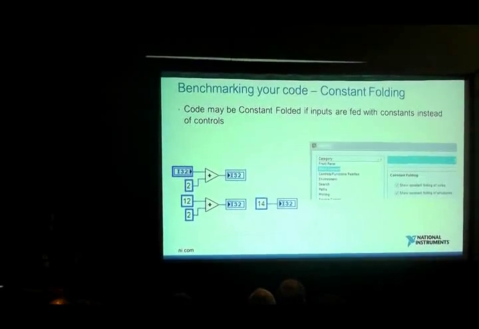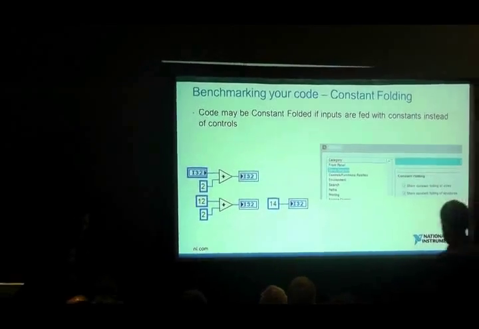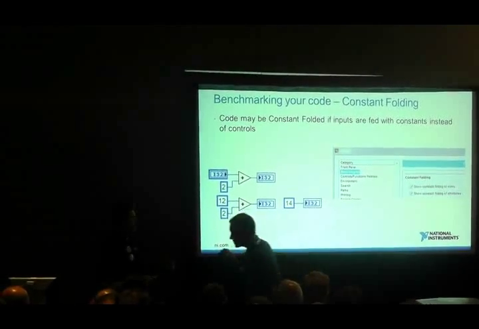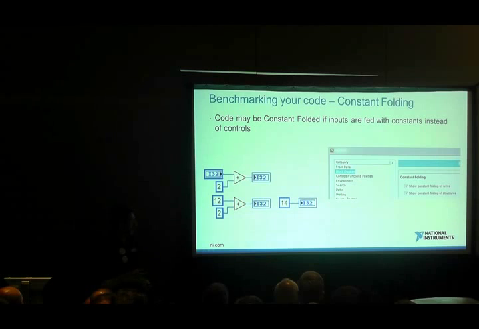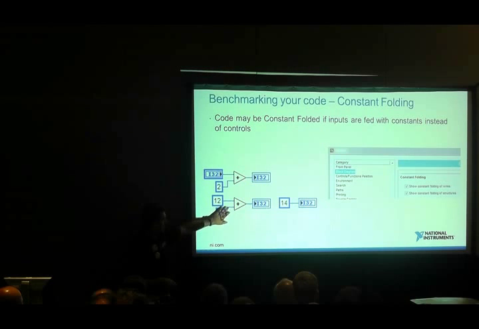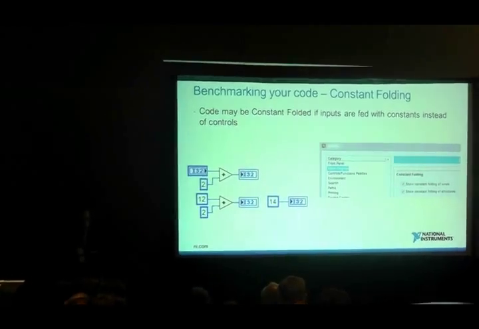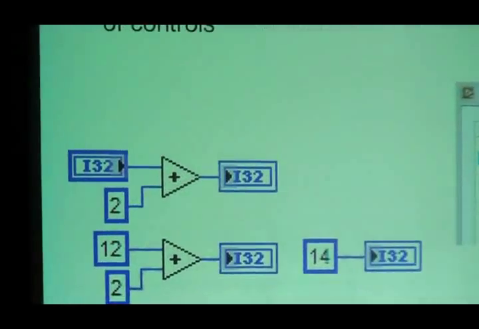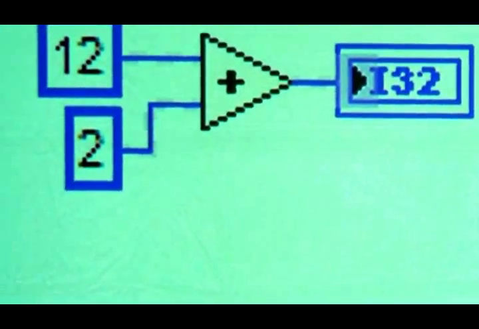A couple of things you need to watch out for when you're benchmarking your code. Constant folding. You probably all know what constant folding is. If you have these options turned on in the LabVIEW settings, show constant folding on wires, show constant folding on structures, you can get these little squiggly marks on the wires that show that the compiler can figure out what this is at compile time and not actually have to run that add function.